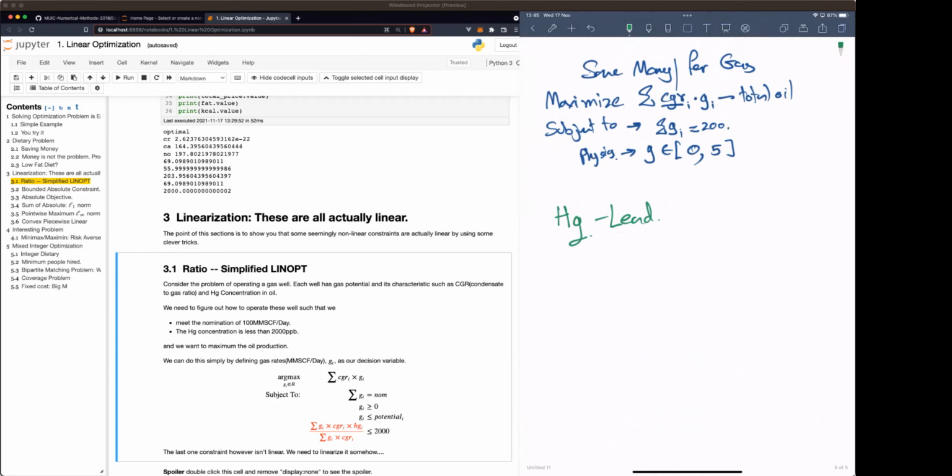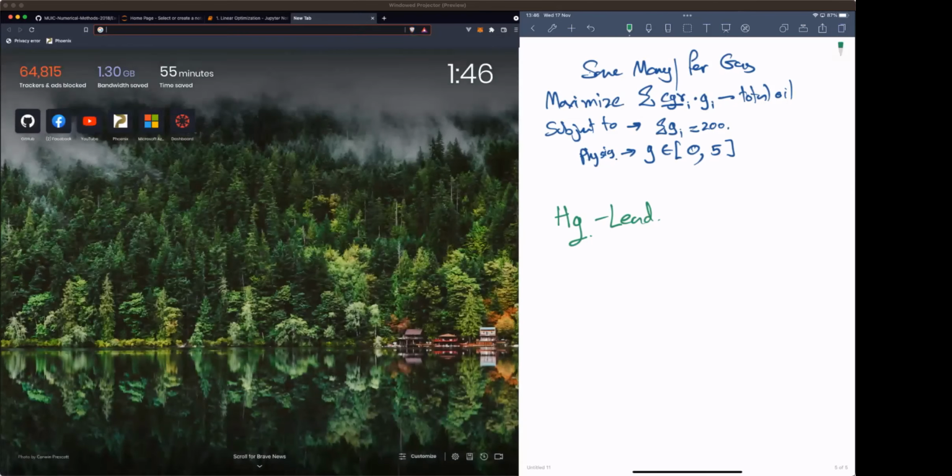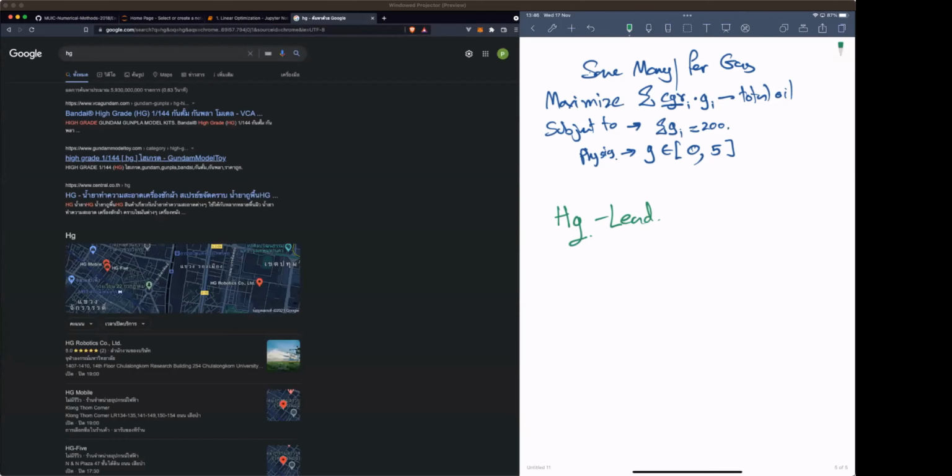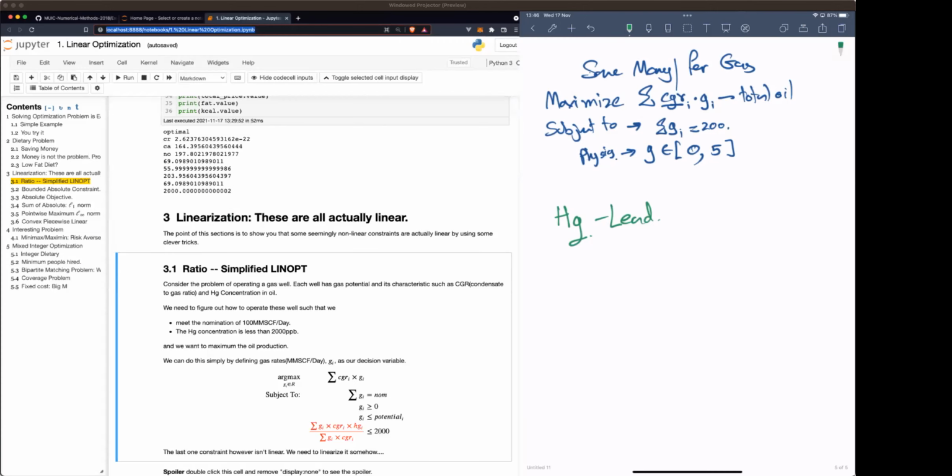Lead is Pb. So what is Hg? What's Hg? Hg is the correct symbol. Wait a second. What's it called in English? Mercury. Ah, sorry. It's mercury, not lead. Mercury. Sorry about that. Thank you very much, Saran. You are an expert in chemistry.